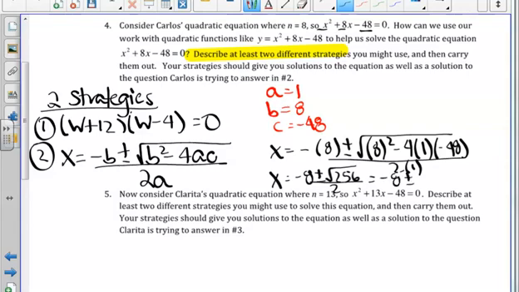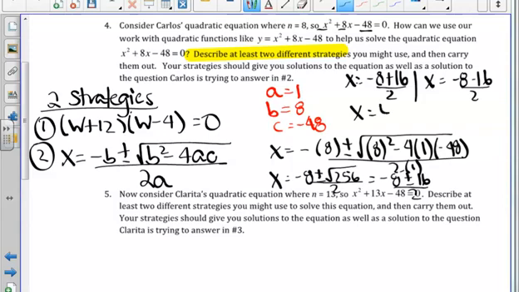-8 plus or minus the square root of 256, which is 16, divided by 2. Therefore, we have two equations, x equals -8 plus 16 divided by 2, and x equals -8 minus 16 divided by 2. So our solutions will be x equals 4 or x equals -12. We can see again that this -12 can never be a length. Therefore, our only solution is 4. In number 4, we were able to show that we can also solve this quadratic function by using the quadratic formula.